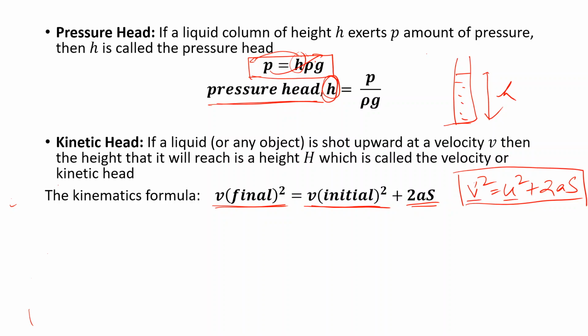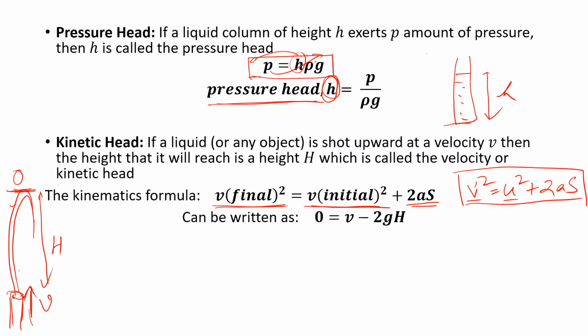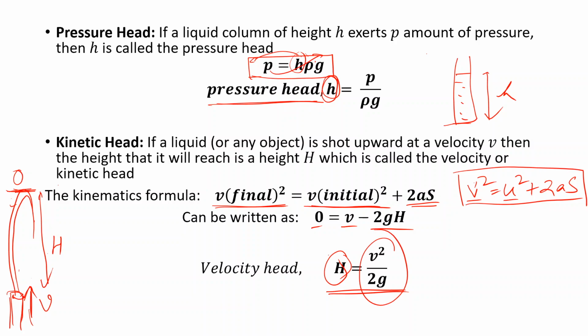In this case, the fluid is shot upward at a velocity v, so the initial velocity is v, the final velocity at the top of the jet will be 0, that is where it has stopped, and h is that height. So we can write it in this form. Now we simply rearrange the equation and we get that h is equal to v square by 2g. So this v square by 2g is the second term in the Bernoulli's equation, which we have termed the velocity head.